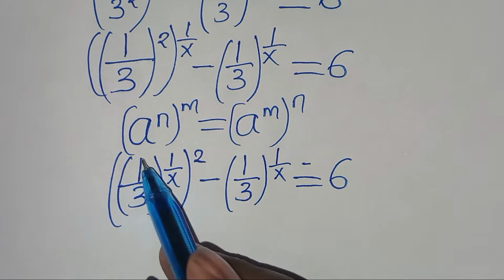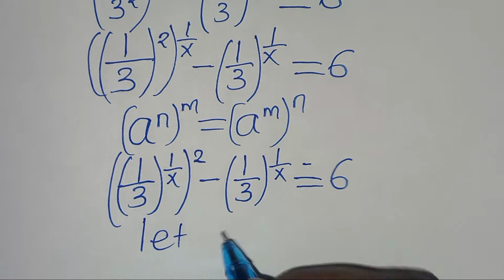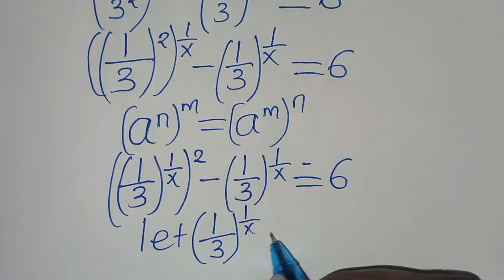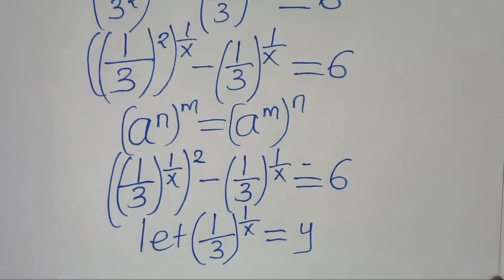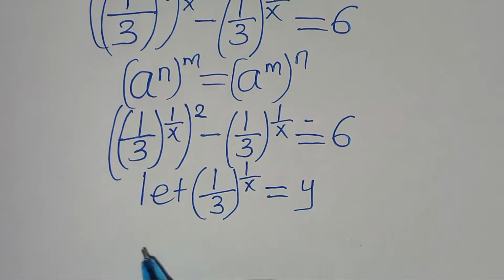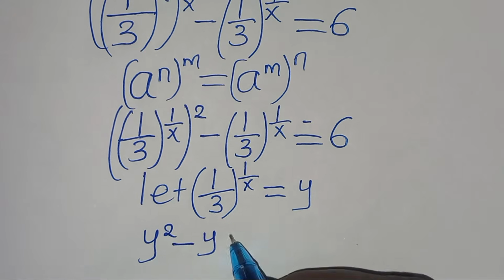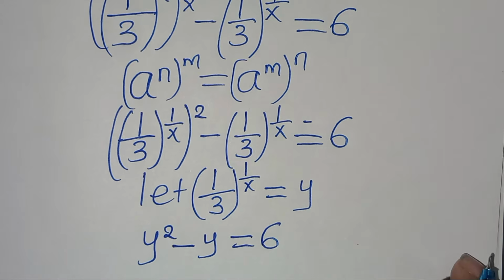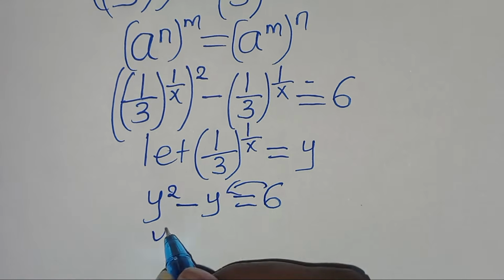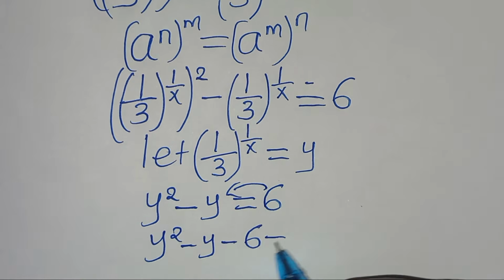The next step is that (1/3)^(1/x) is common here, so we can let (1/3)^(1/x) be equal to y. Substituting y back into the equation, we have y squared minus y equal to 6. Let's take 6 to the left hand side so that we have y squared minus y minus 6 equal to 0.